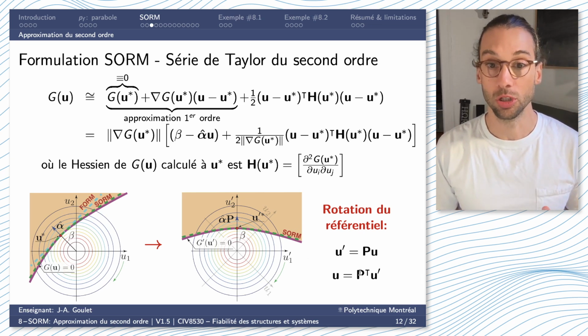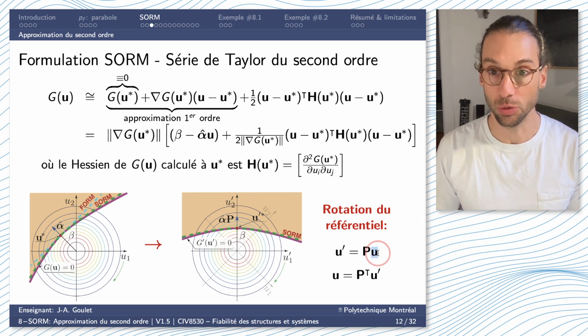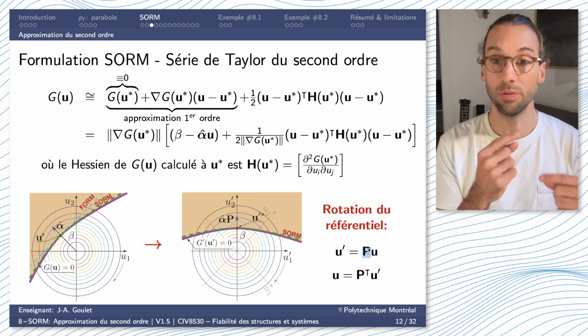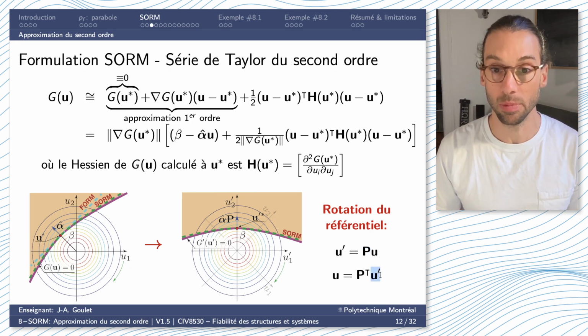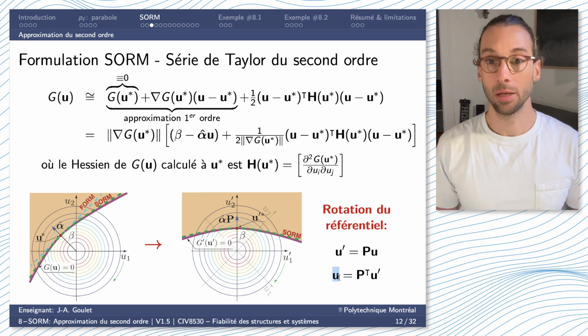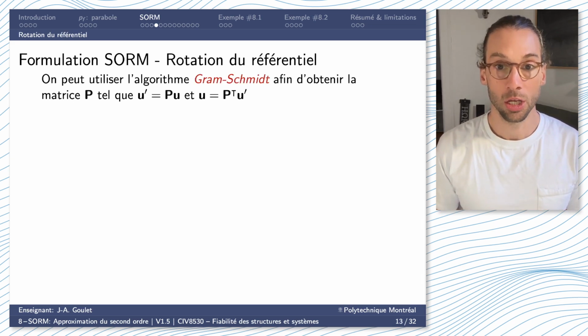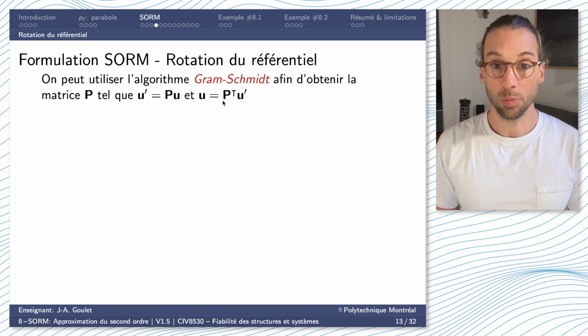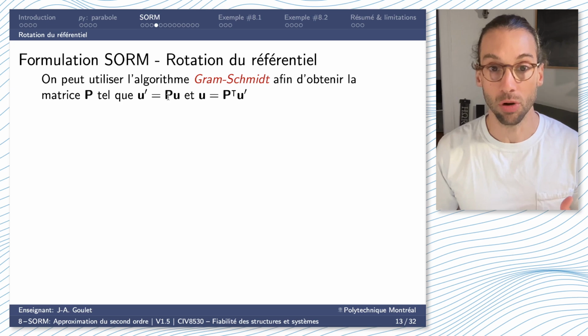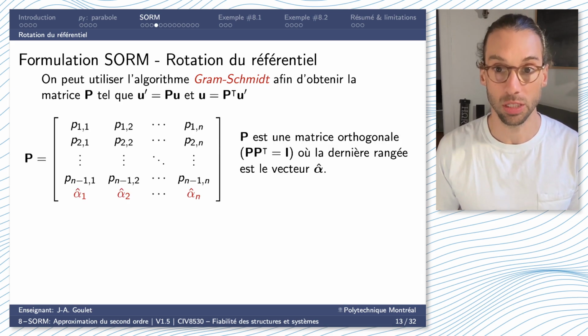So how can we perform such a rotation, going from the standard normal space that we typically have, or U space, to a new referential U prime? We're going to do this by multiplying U by a rotation matrix P. And we can do the reverse transformation by saying that P transpose times U prime is going to bring me back to my standard normal space U. To obtain that rotation matrix P, we're going to use the Gram-Schmidt algorithm. That algorithm will allow me to go from P times U equals U prime, and to do the reverse rotation using the P transpose term.